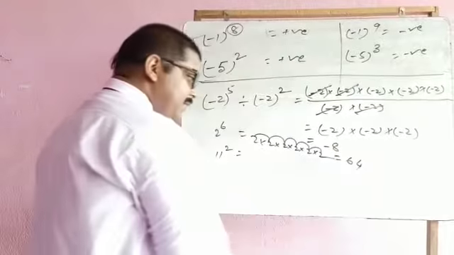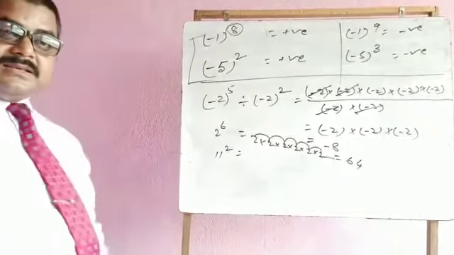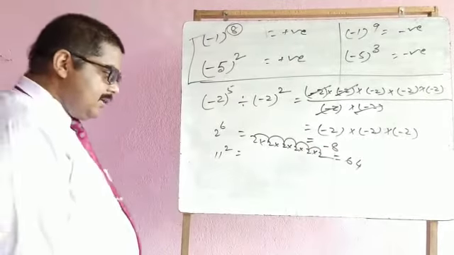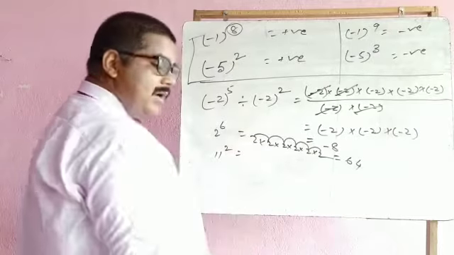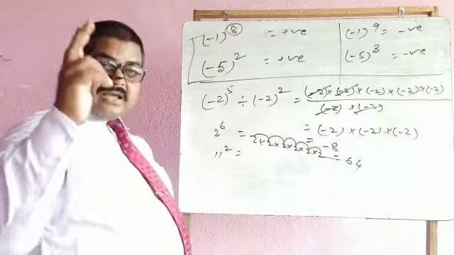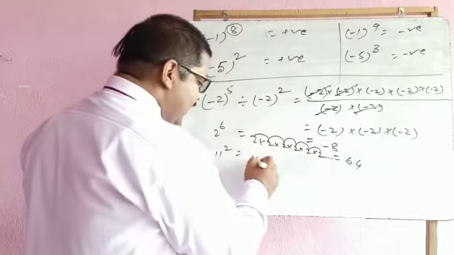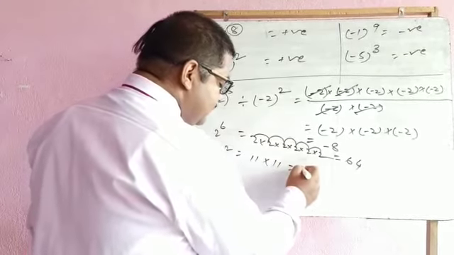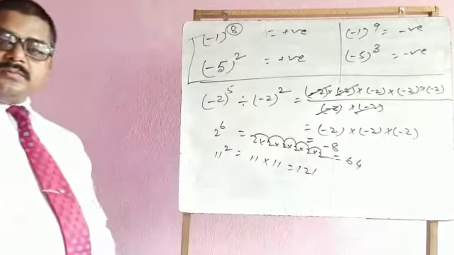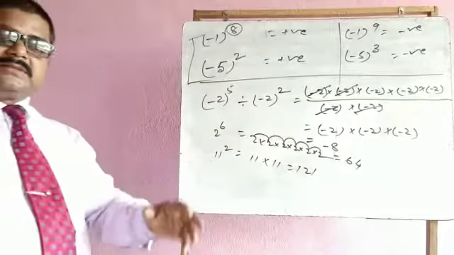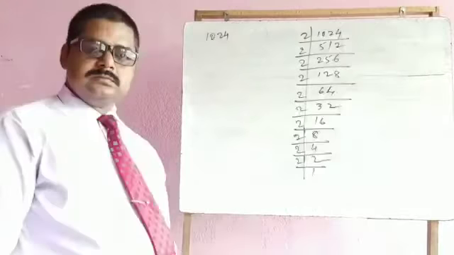So what would be the final result? The result is 64. In the case of 11 squared, you can notice that 11 squared means 11 is multiplied 2 times, and the result is 121. So in this way, you can solve this type of question.